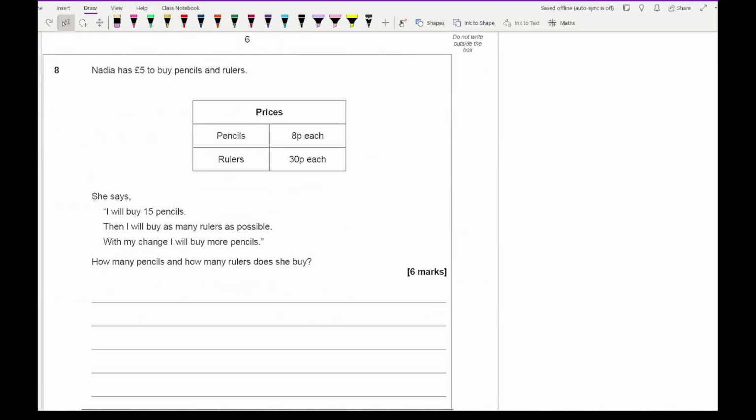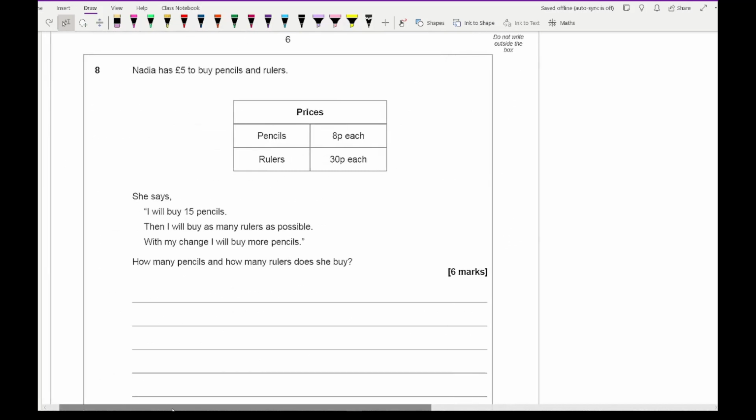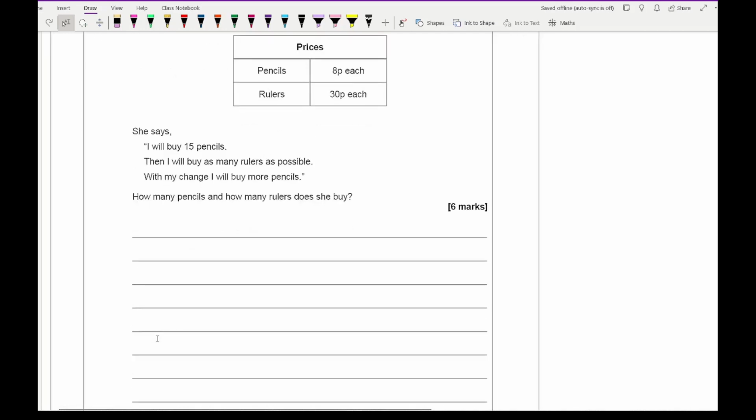Then looking at question 8, it says that Nadia has £5 to buy pencils and rulers. Pencils cost 8p each and rulers cost 30p each. It says she'll buy 15 pencils. She'll then buy as many rulers as possible, and with the change buy more pencils. How many pencils and how many rulers? Well, let's work out first how much 15 pencils cost. 15 times 8 is £1.20. So then from this, we need to see how much change she has.